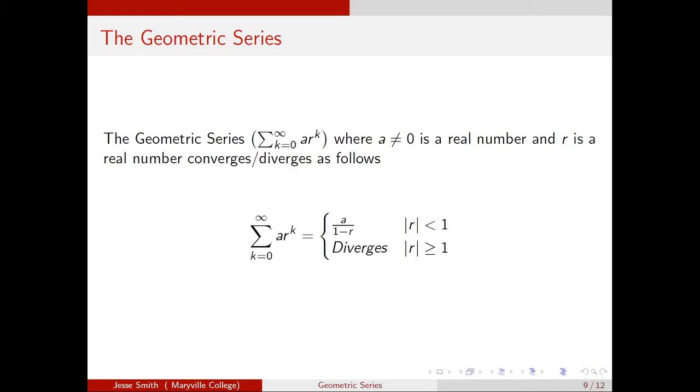Here's the big slide. The geometric series, the sum from k equals 0 to infinity, ar to the k, where a is not equal to 0, is a real number, and r is a real number. This will converge or diverge in the following cases. If the absolute value of r is less than 1, it will converge to this number, a divided by 1 minus r. And if the absolute value of r is greater than or equal to 1, it will diverge.